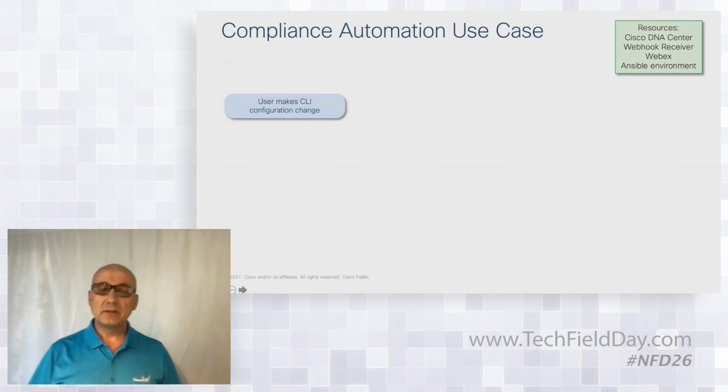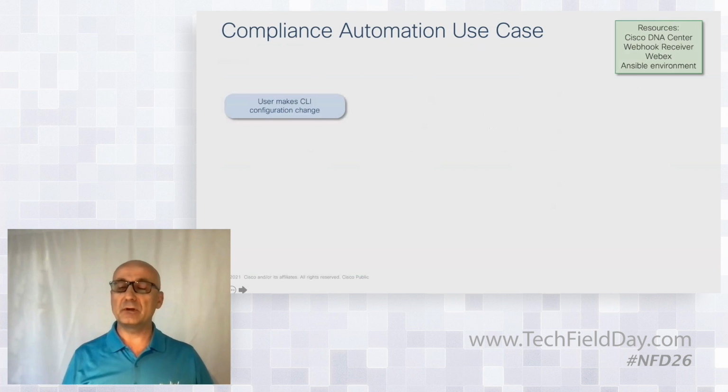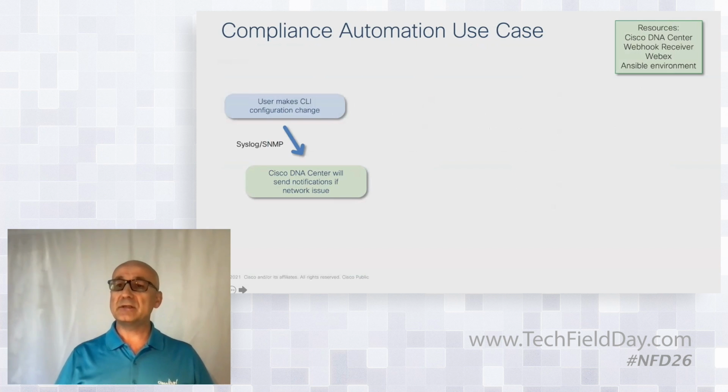So here's the use case that I'm going to showcase next. I will go to a device and make a configuration change. This will trigger a network issue. I will do exactly the same. Interface is down. I'm removing the routing protocol, the BGP configuration. This will notify Cisco DNA Center about the interface issue.